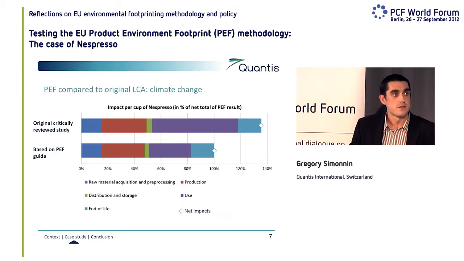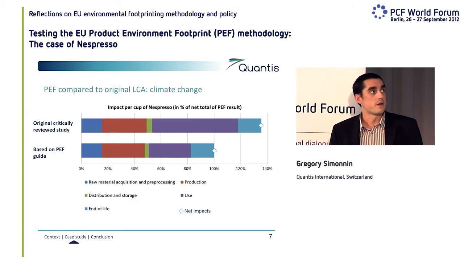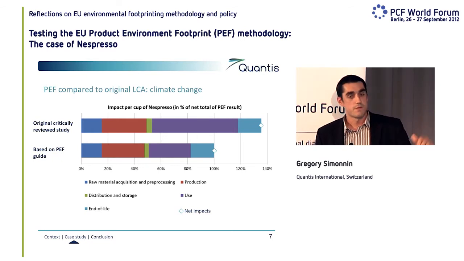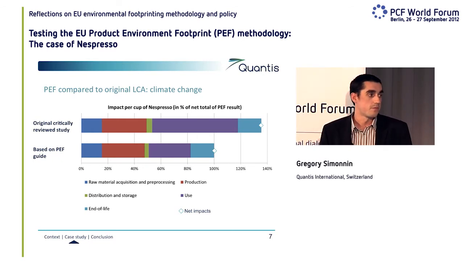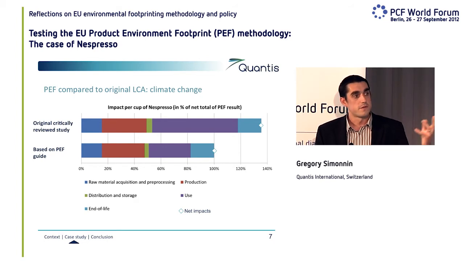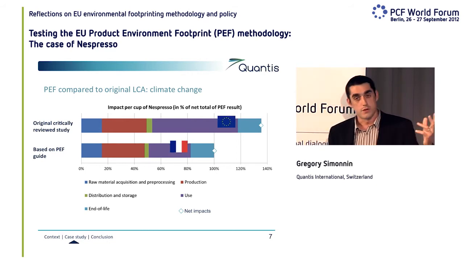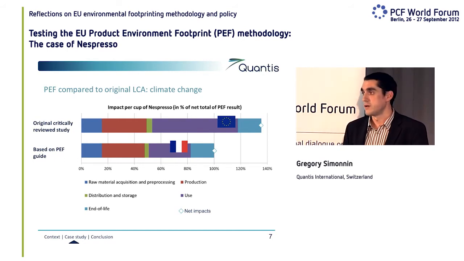So the first result that I want to show is for the climate change results. On the top you have the original LCA. On the bottom you have the PEF, the results from the PEF guide. It's for a cup of coffee made in France. And what you can see is that using the same assumptions, the same basic data, there is a 35% difference in the overall results. This is due mainly to the fact that in the use stage for the LCA we used a European average electricity mix scenario.